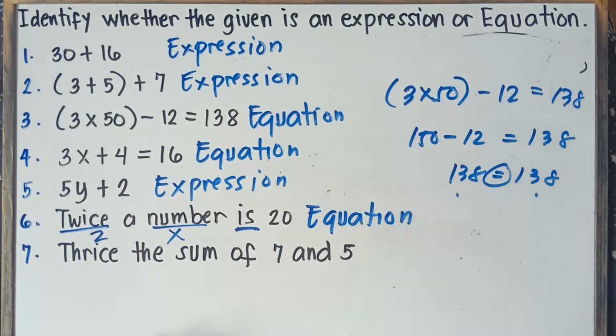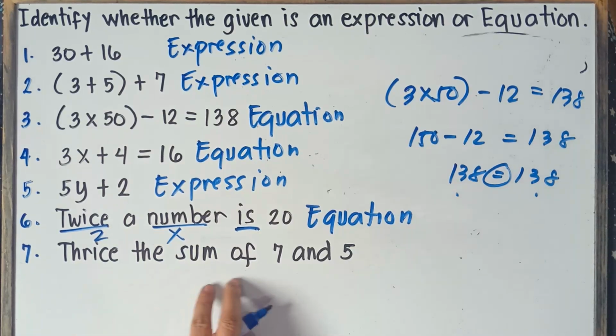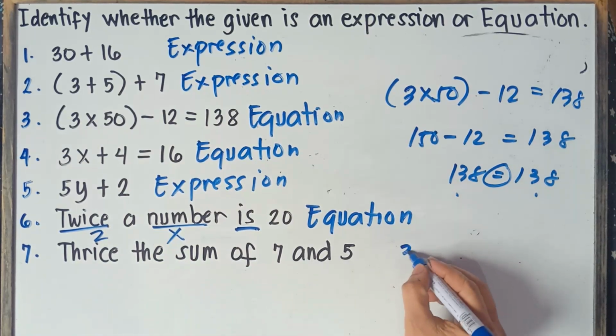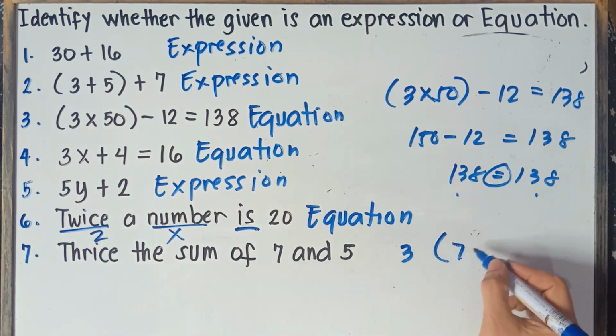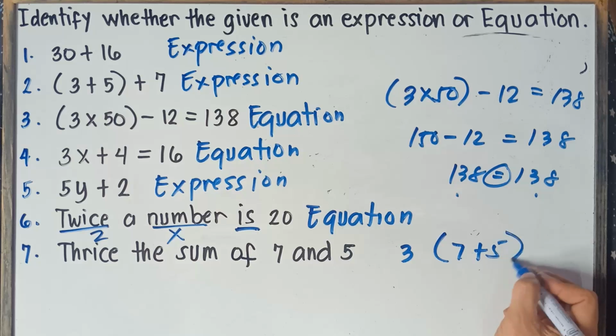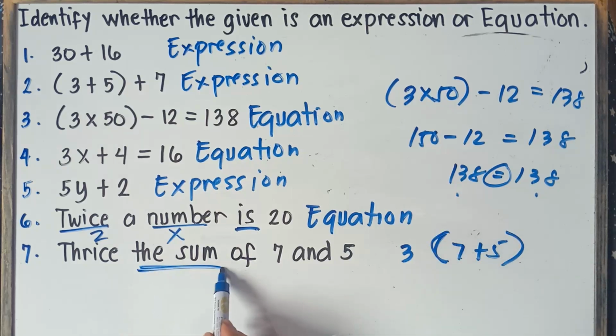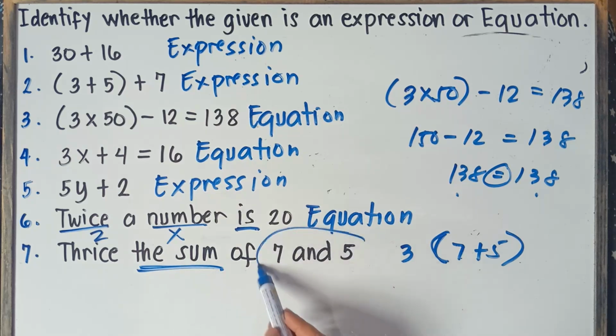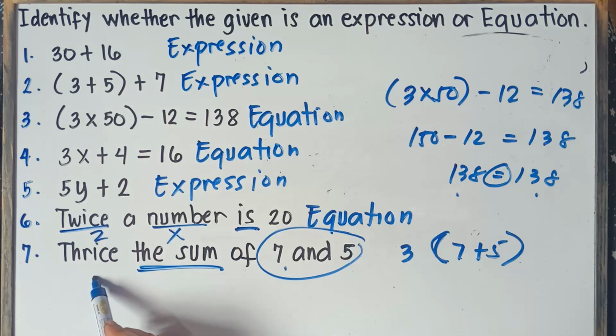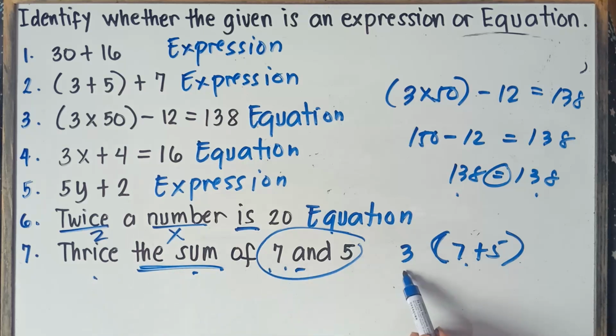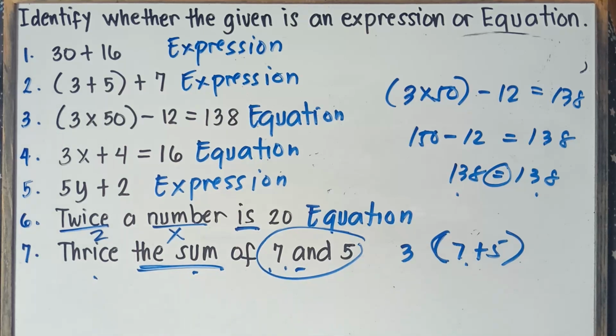And then number 7, thrice the sum of 7 and 5. So the sum of 7 and 5. Once again, class, you need to have parentheses because you have the word sum. So therefore, we need to add this one first before we multiply it by 3. So the sum of 7 and 5 times 3. So this is just an expression.